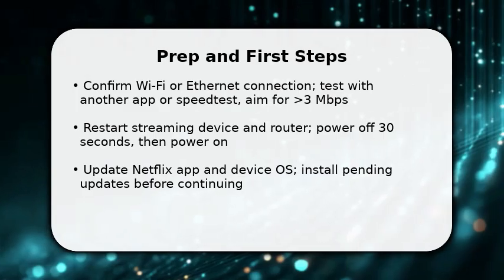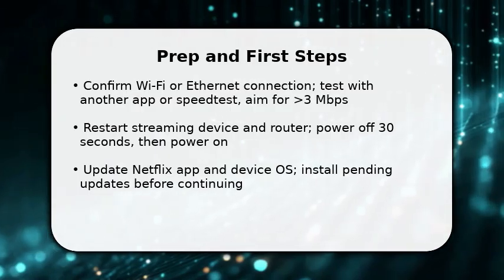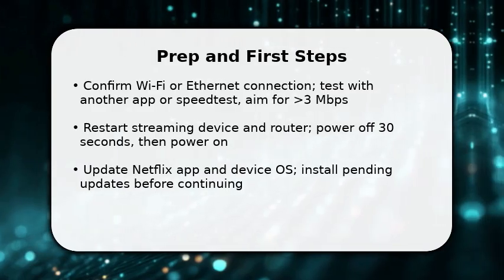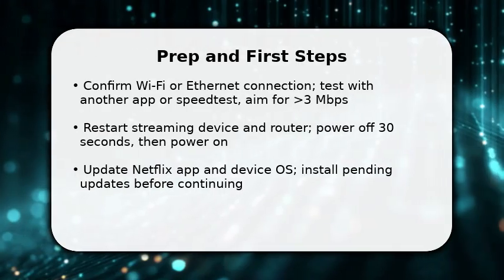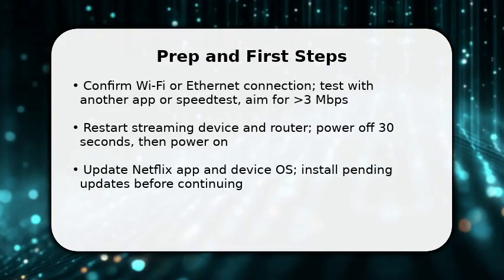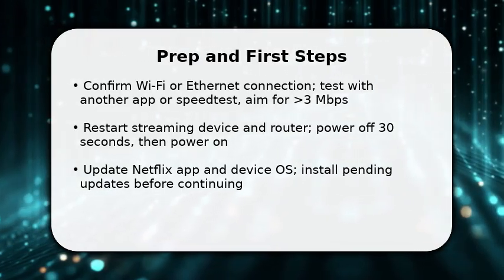You start by verifying the essentials. Confirm your device has a working internet connection and that speed is above 3 Mbps. Once done, power cycle the streaming device and the router, waiting 30 seconds before restarting hardware. Make sure the Netflix app and the device operating system are updated. Outdated software often triggers the error.